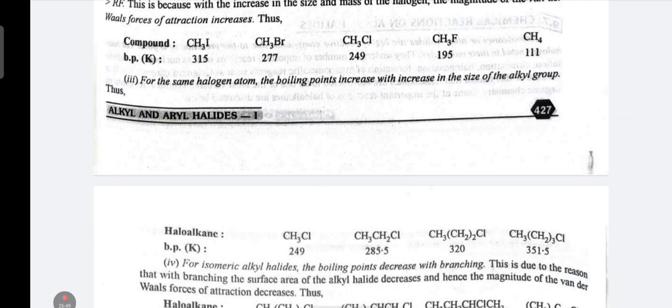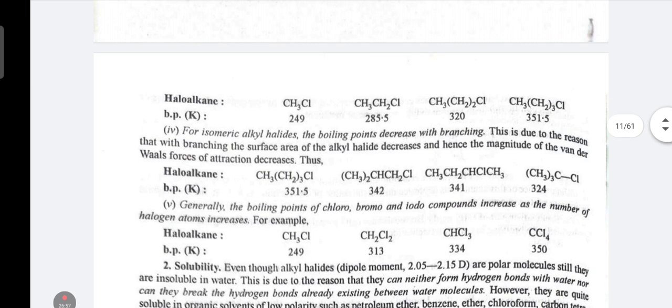Third, for the same halogen, the boiling point increases with increase in the size of the alkyl group. Fourth, for isomeric alkyl halides, the boiling point decreases with branching. This is due to the reason that with branching the surface area of the alkyl halide decreases, and hence the magnitude of van der Waals forces of attraction decreases. Generally, the boiling point of chloro, bromo, and iodo compounds increases as the number of halogen atoms increases.